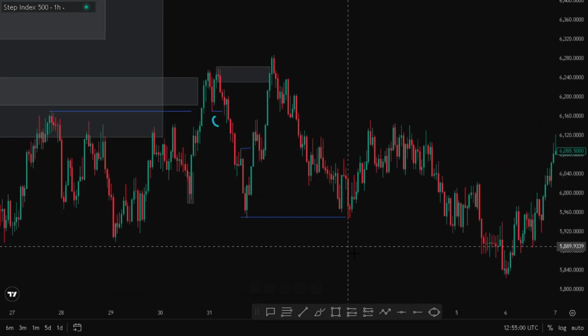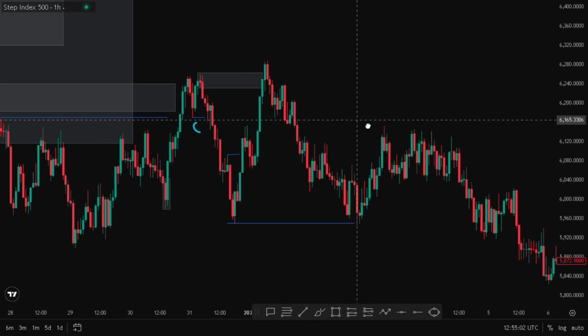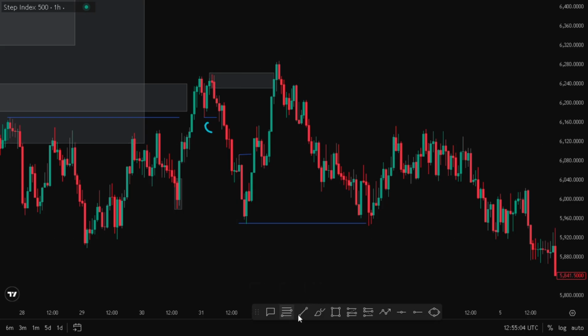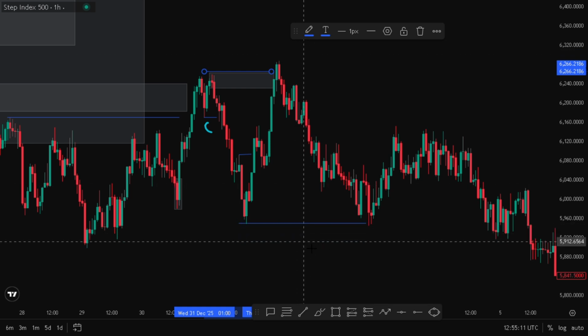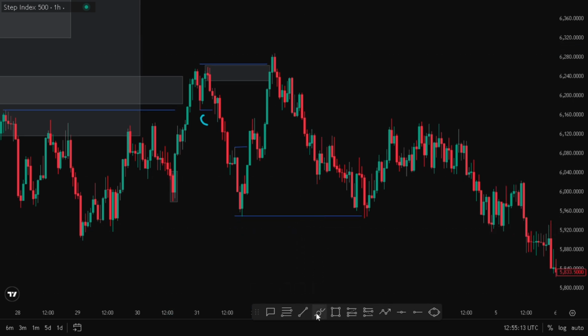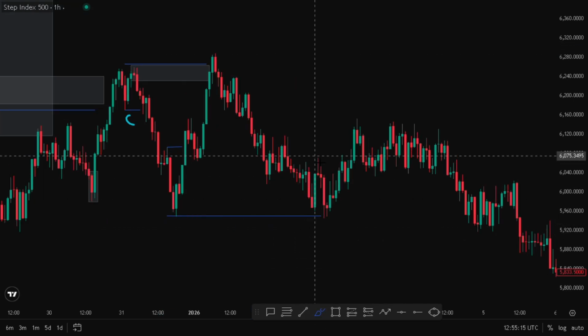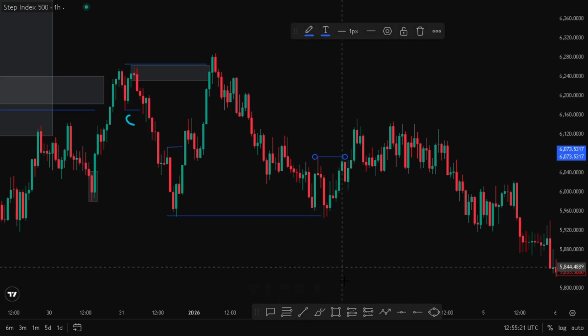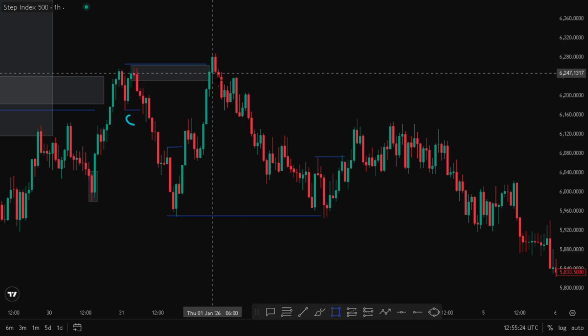So what I will do is I'll wait, now that I have a proper structure. If you are looking at it based on structure, you can see this is going to be a break of structure to the upside, then later market changes character. So now what am I supposed to do? I was supposed to look for my inducement like this, then look for my extreme POI.